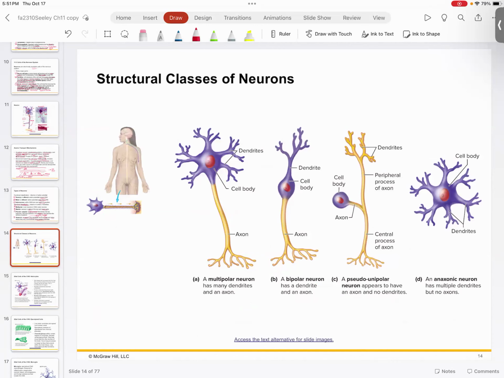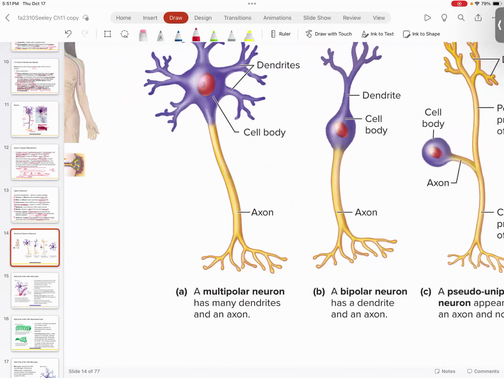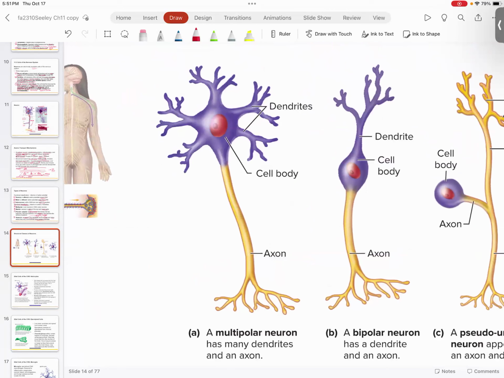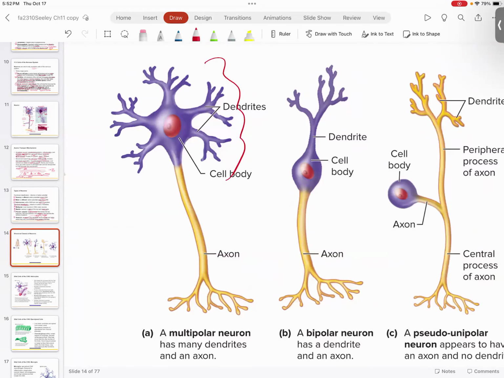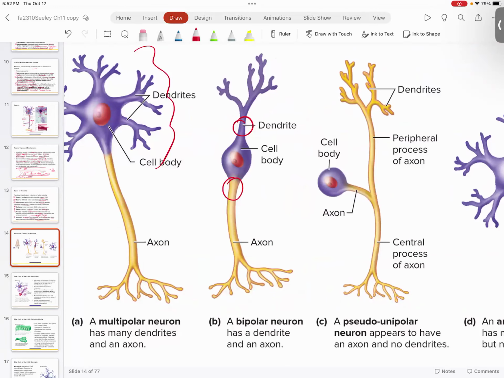So here's kind of what they look like. You can see your multipolar basically has lots of dendrites, so multiple poles that are connecting to the cell body. A bipolar has two main poles. So here's the first one, the dendrite on one side and the axon on the other. A pseudo-unipolar looks like there's only a single pole attached to the cell body, when in reality it bifurcates into really two types of poles.